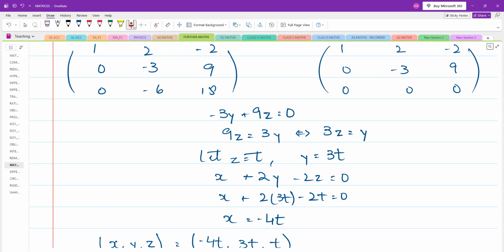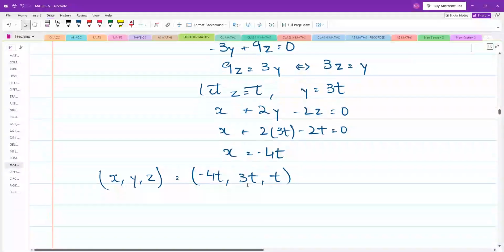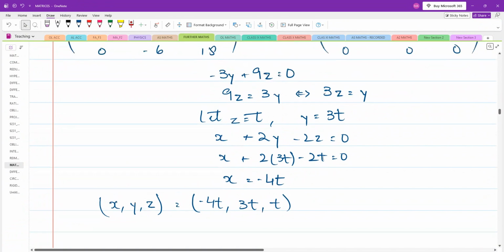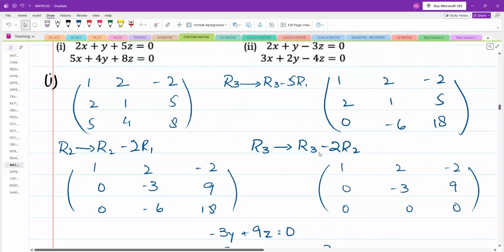Now that we know the values of y and z, we are going to use them in the top equation. The top equation was x plus 2y minus 2z is equal to 0. We're going to change y to 3t and z to t, and then calculate x. We will get x equals minus 4t, and these are our values. These are the three values for our homogeneous, non-trivial solution of a consistent system.